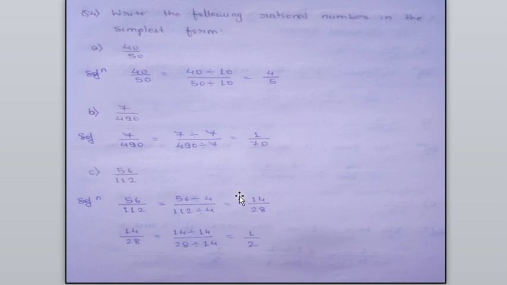So now notice here 14 divided by 28 can again be converted into the lowest form. So again I am going to take out the highest common factor for both of these. So the highest common factor for both 14 and 28 is 14. So 14 divided by 14 over 28 divided by 14, which is equal to 1 by 2. So 1 by 2 is the simplest form of 56 divided by 112.